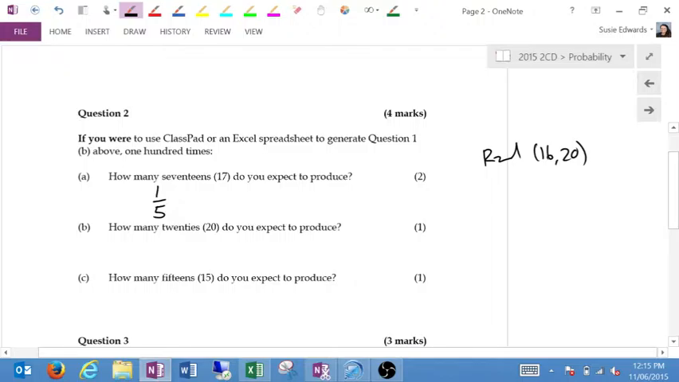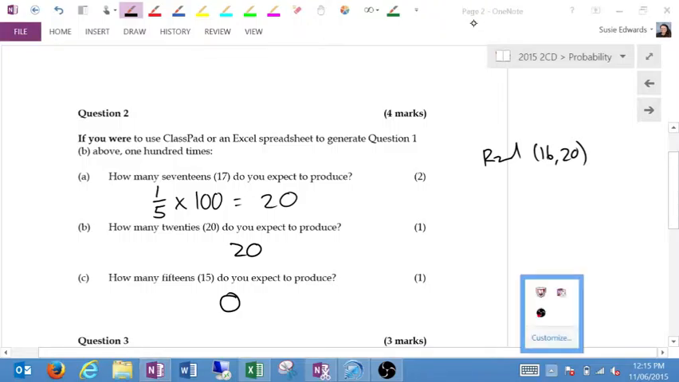Now, how many times did we generate it? 100. So how do I then work out how many you think there would be? Times 100. So you'd go 20. How many 20s do you expect to produce? Same. How many 15s? 0. Why 0? Because we're only generating numbers from 16 to 20 inclusive. Pretty easy, yeah? All right, so that's easy 4 marks.